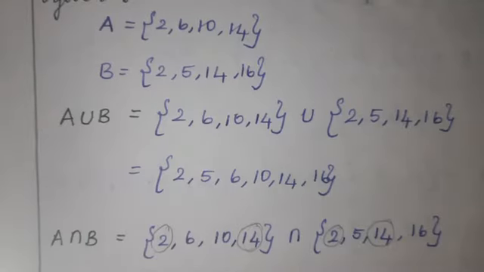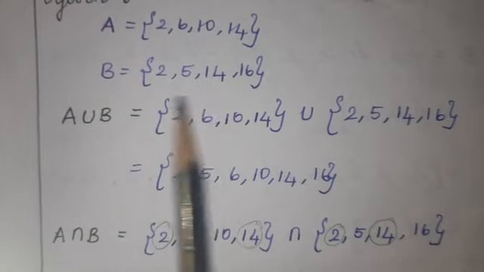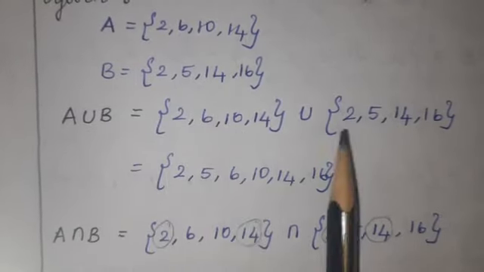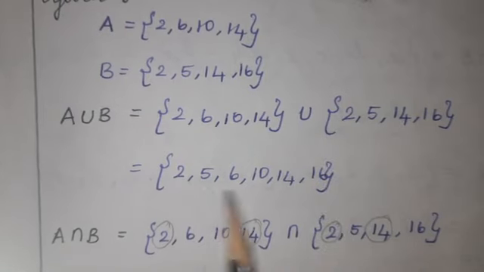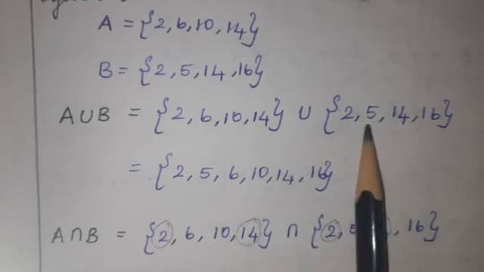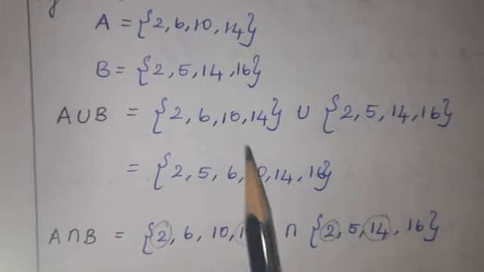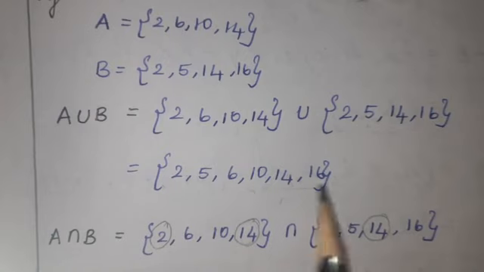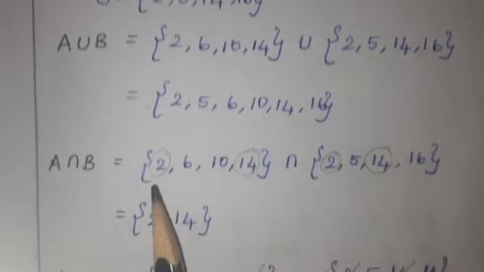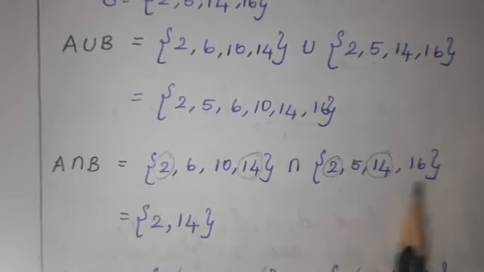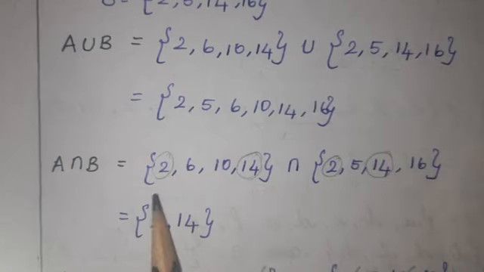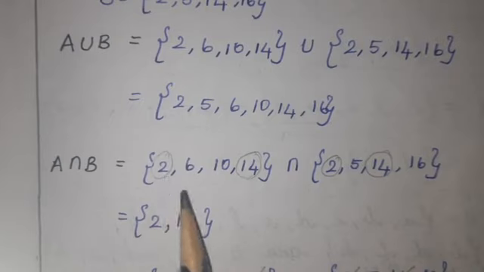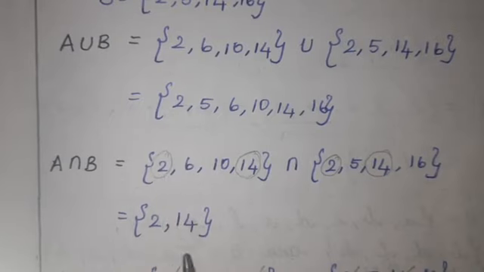Let's see some examples. Here is the A set, this one is the B set. For both we are taking A union B. This is the A set I have written, and the B set. Join together and write that element 2. Next set is 5, 6, 10, 14, 16. So you write the element 1 time. That is union. Intersection. A set I have written, B set. Select the common element. The common element for both sets is 2 and 14. You should circle with a pencil and write that answer as 2, 14.